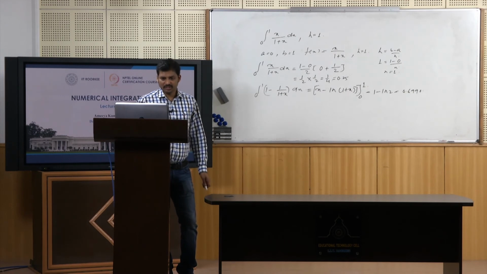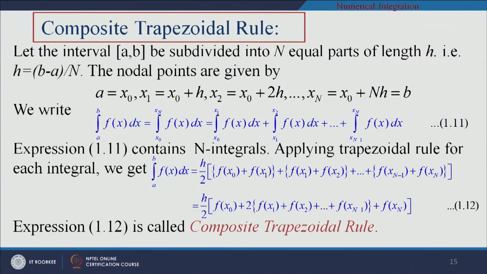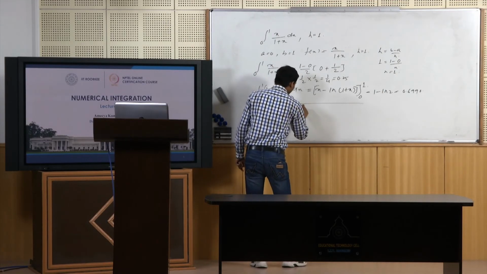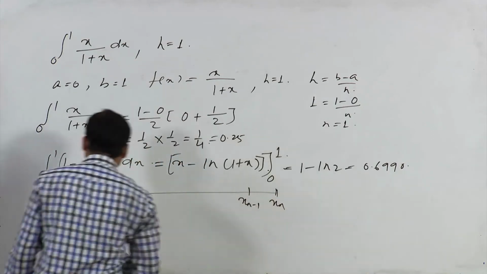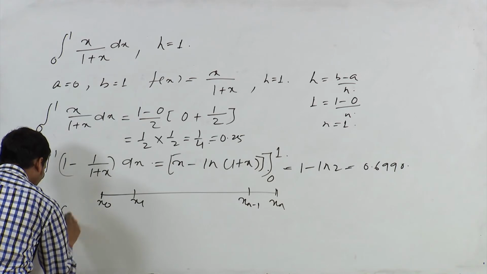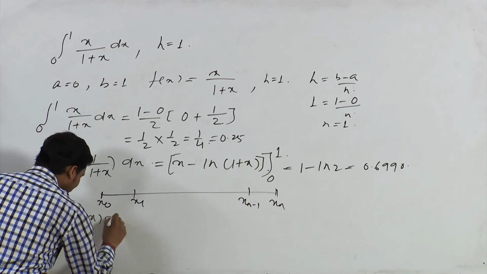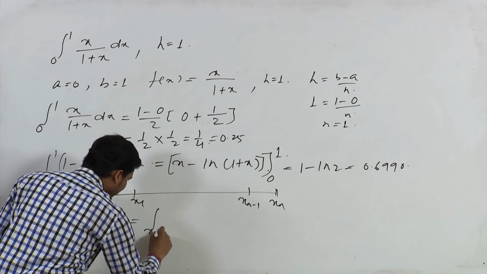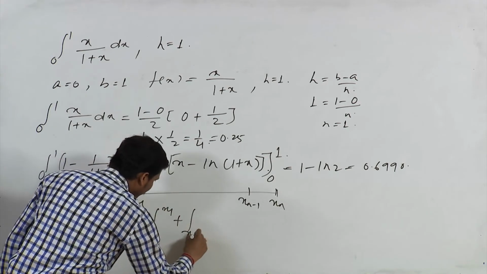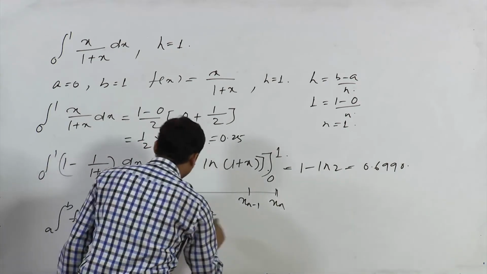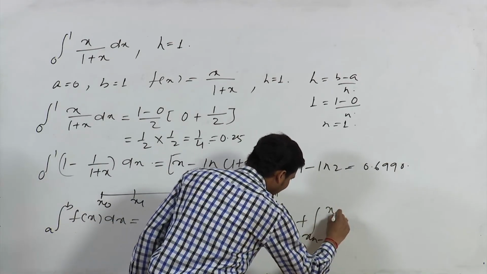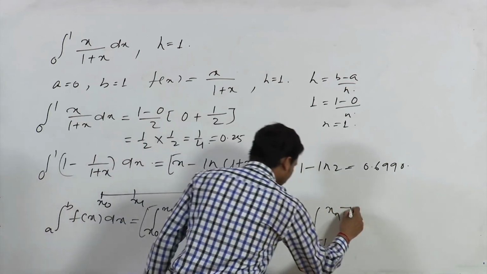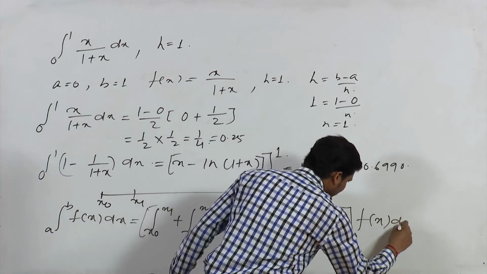So, if you consider that the step sizes are equal, this means that we start from x0, x1 up to xn. If you use this formula, the integral from a to b of f of x dx, then we can write this as the integral from x0 to x1, x1 to x2, up to xn minus 1 to xn, of f of x dx.